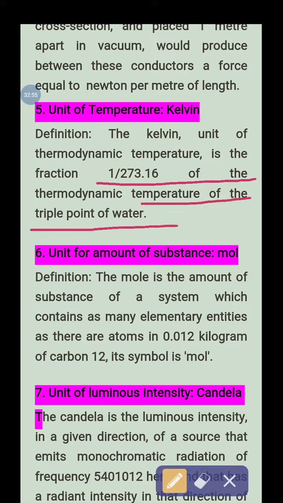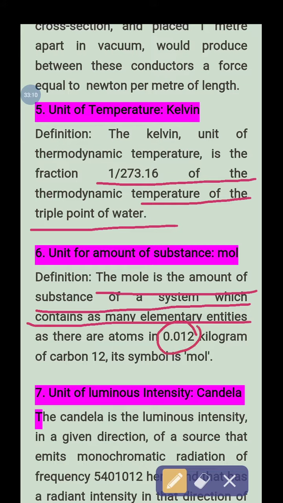Unit for amount of substance is mole. The mole is the amount of substance of a system which contains as many elementary entities as there are atoms in 0.012 kilogram of carbon 12. Its symbol is mol.